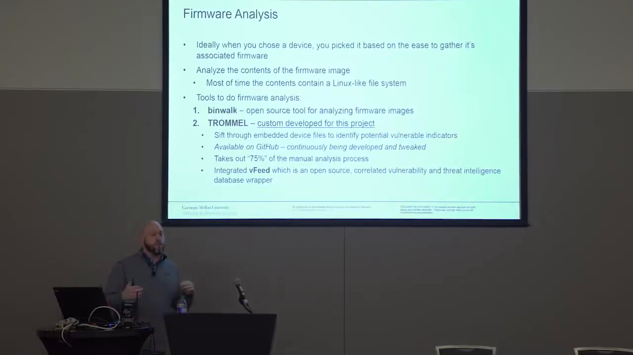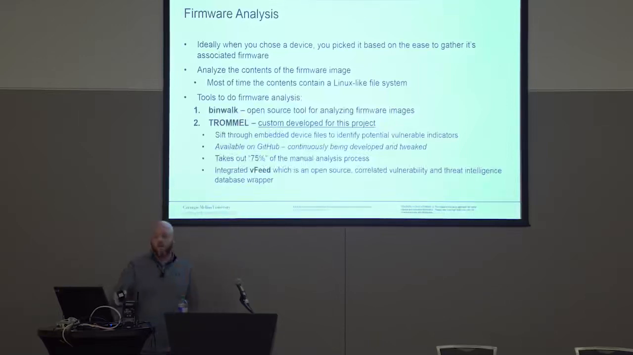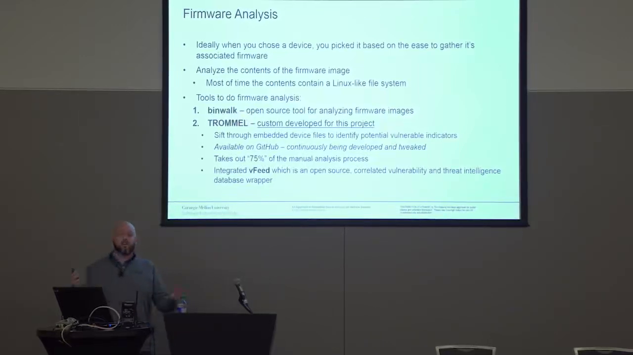Long way to say, I search for different things that could point you down a path. Maybe there's a hard-coded password, maybe this config file has information in it about logins and different IP addresses associated, and so forth. Like I said, it's out there on GitHub. I'll show you the link later. I like to say it takes out like 75% of the manual process.